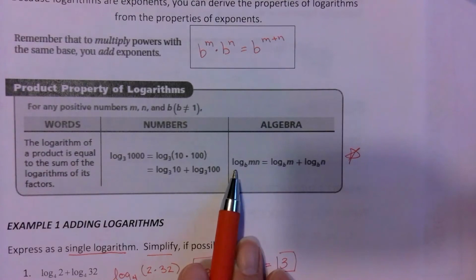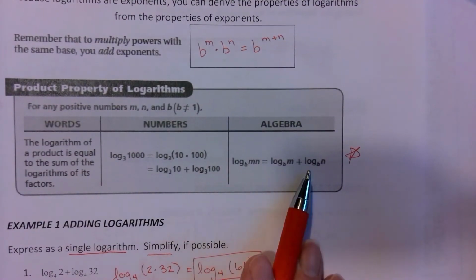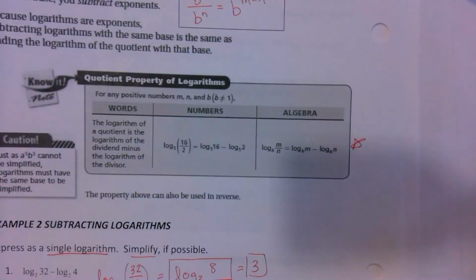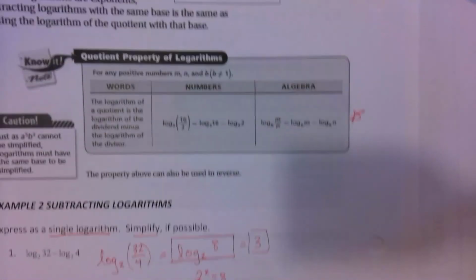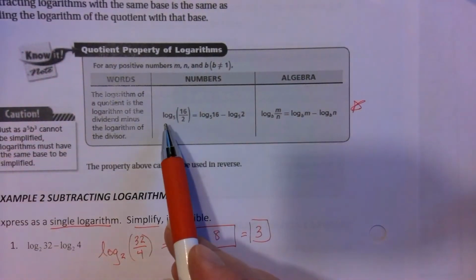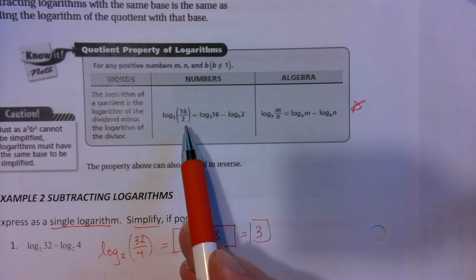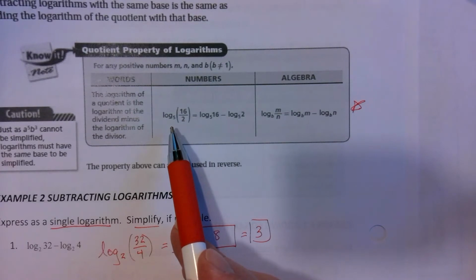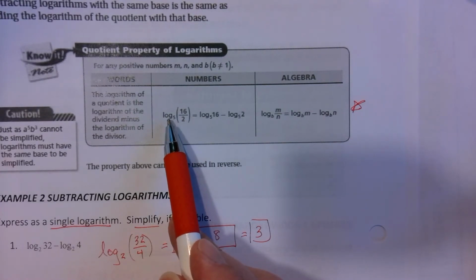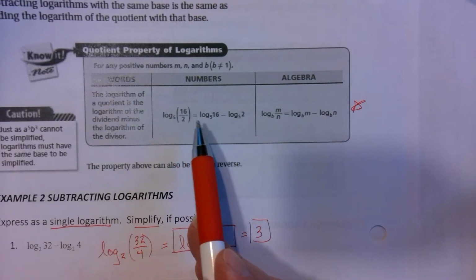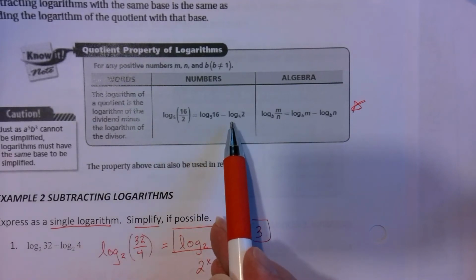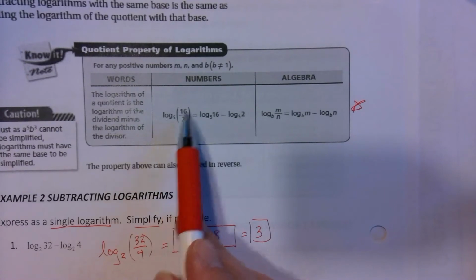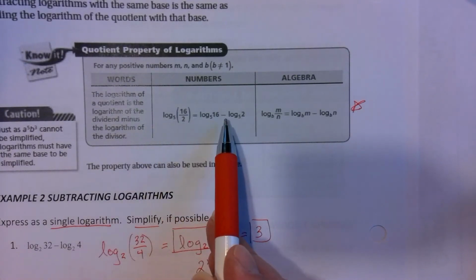But notice this is a single log broken up into 2 individual logs. And I bring that up because it goes directly with our division. And this is what I wanted to remind you of. I have a single log here of 16 divided by 2. So this is equivalent to log base 5 of 8 because I have a single log. And that single log brings us to subtracting individual logs, same base. Okay, very different. Single log with division leads you to subtraction.